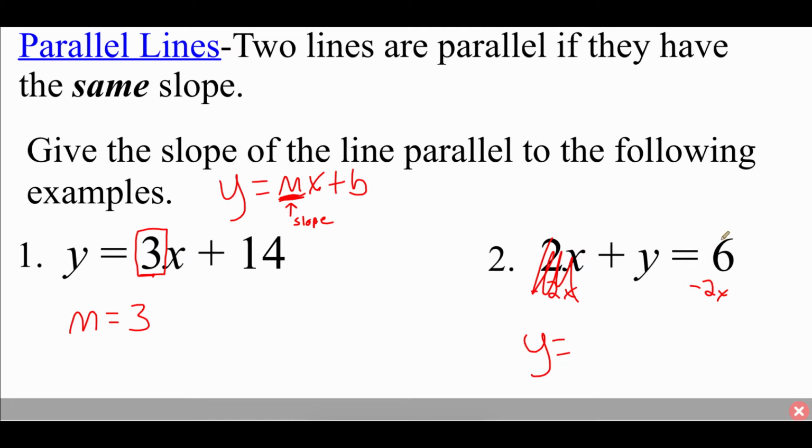Now on the right-hand side, the 6 and the negative 2x are not like terms, so we can't combine those. But as we're writing this out, we typically like to put the x first. So I'm going to go negative 2x plus 6. Now this equation is written in slope-intercept form, so I'm going to look in front of the x, and right in front of the x is a negative 2. So this equation has a slope of negative 2. So every single line that is parallel to this equation will also have to have a slope of negative 2.